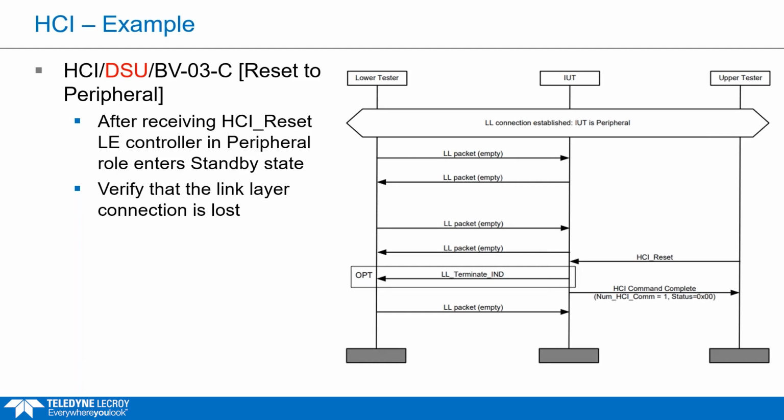So you can see on the right-hand side, we've got a message sequence chart. On the right side of that chart, you've got the upper tester, which is sending the HCI reset command. And then on the left side, you've got the lower tester, which remember is getting the messages that are going over the air, or in this case, conducted.